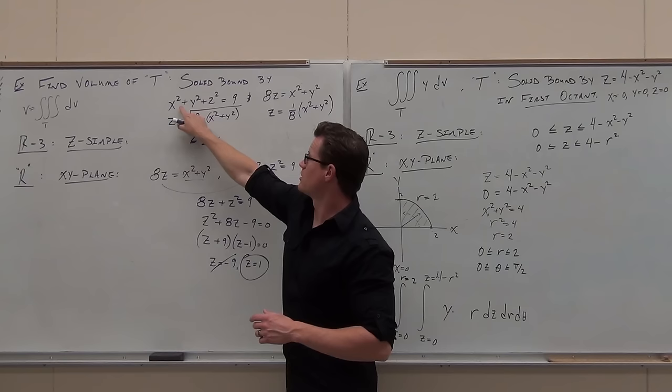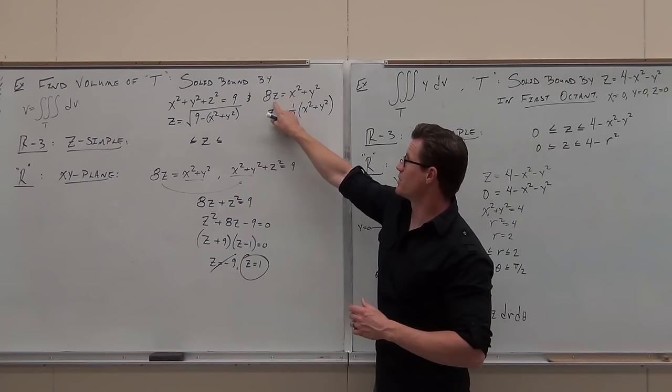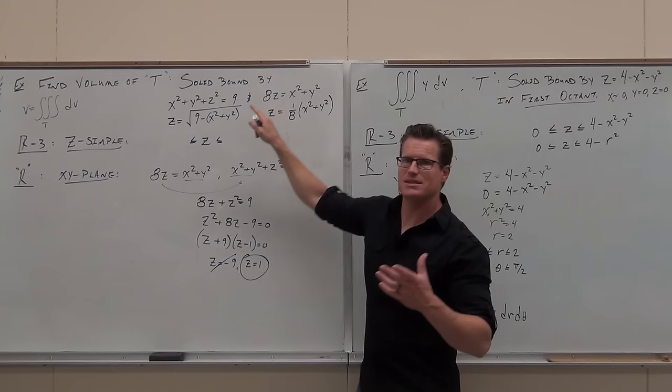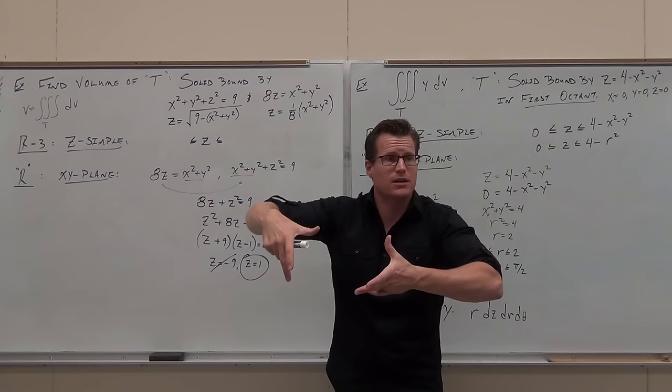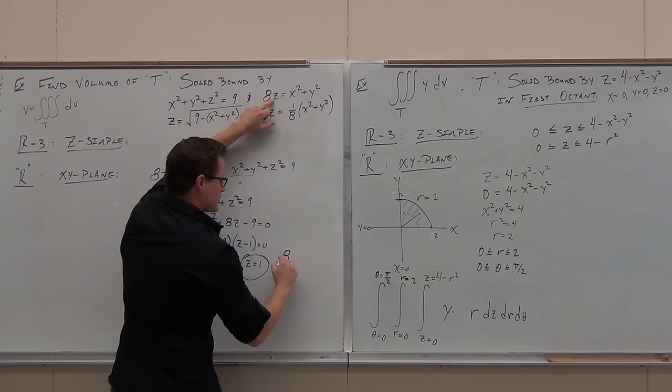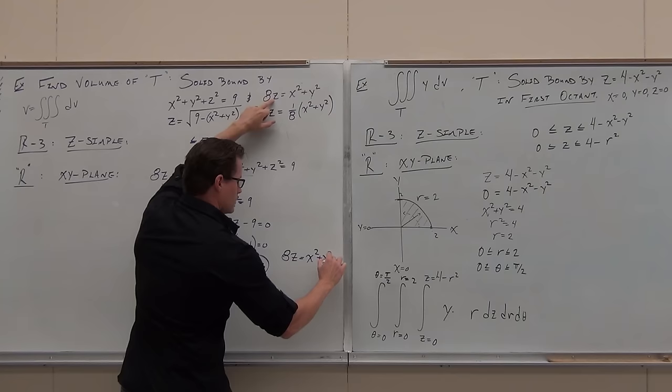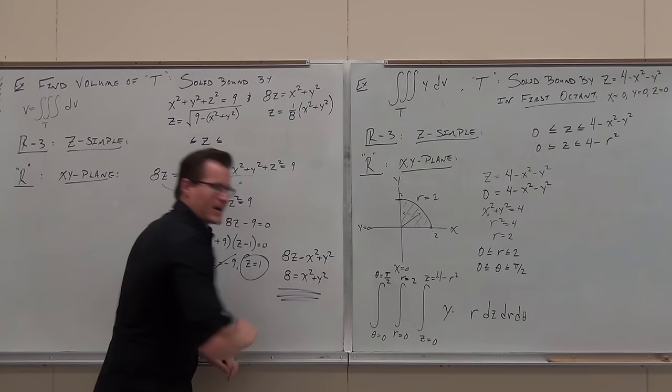If I plug in z equals 1 here, I'm going to get x squared plus y squared equals 8. It's not magic. It has to be the same because that's the one level curve where they actually intersect. So plug it in. I'd use this one. So 8z when z equals 1 gives us 8 times 1, x squared plus y squared. This right there, that's giving you the region.